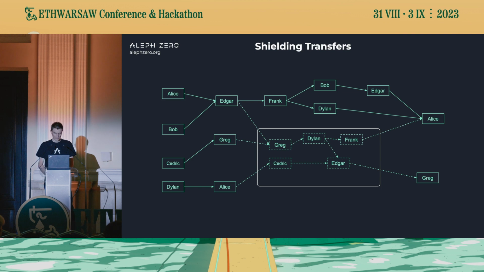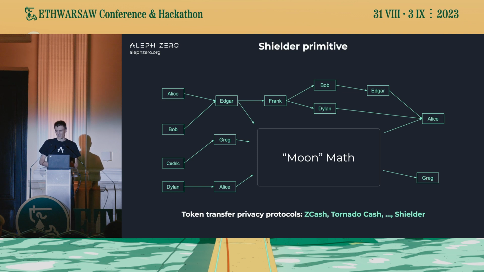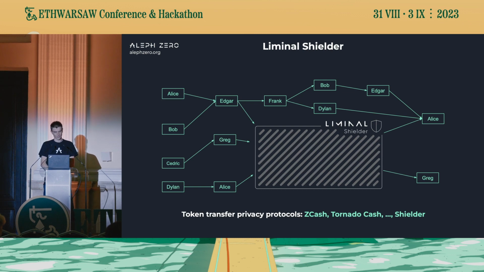So how can you solve this problem? In fact, there are already known solutions to that. And as you probably have heard, they all use this famous moon math, right? The ZK snarks. So what I mean here are protocols akin to Zcash, Tornado Cash, and what we are working on at Aleph Zero, the Shielder protocol. Why is it called the Shielder? It's because what we are doing here is often called shielding tokens. So we enter from the public space to some kind of a shielded space where the transactions are pretty much invisible.